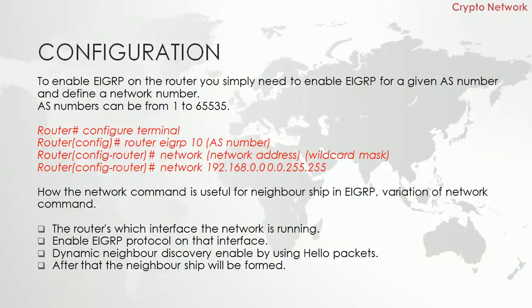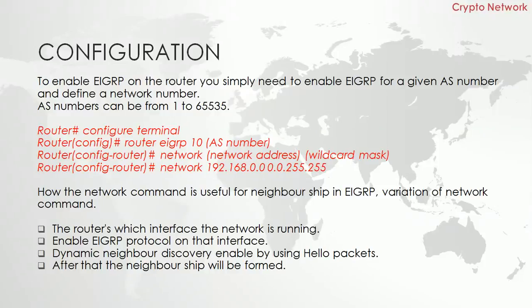We are here to start EIGRP Protocol Part 2. Enhanced Interior Gateway Routing Protocol, EIGRP, is very simple to configure. Under config mode, we have to type router EIGRP AS number. So AS is autonomous system number and that can be from 1 to 65535.